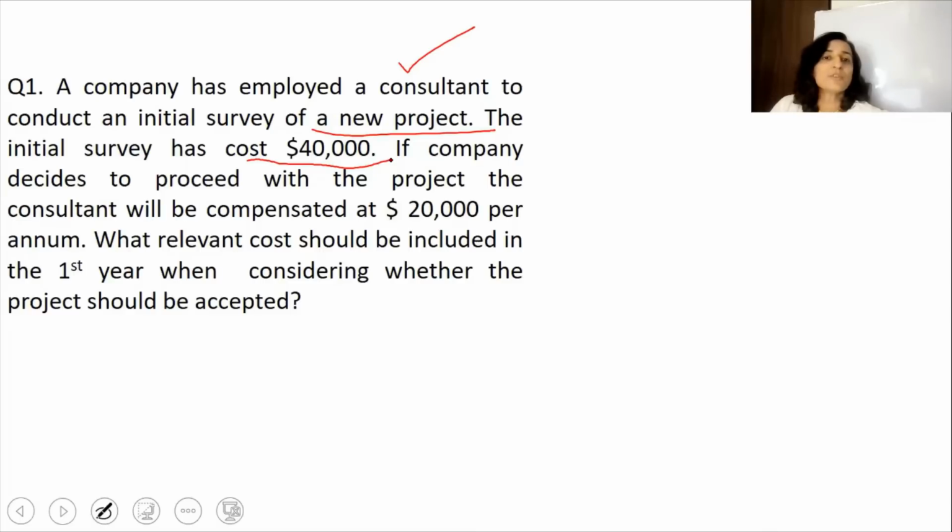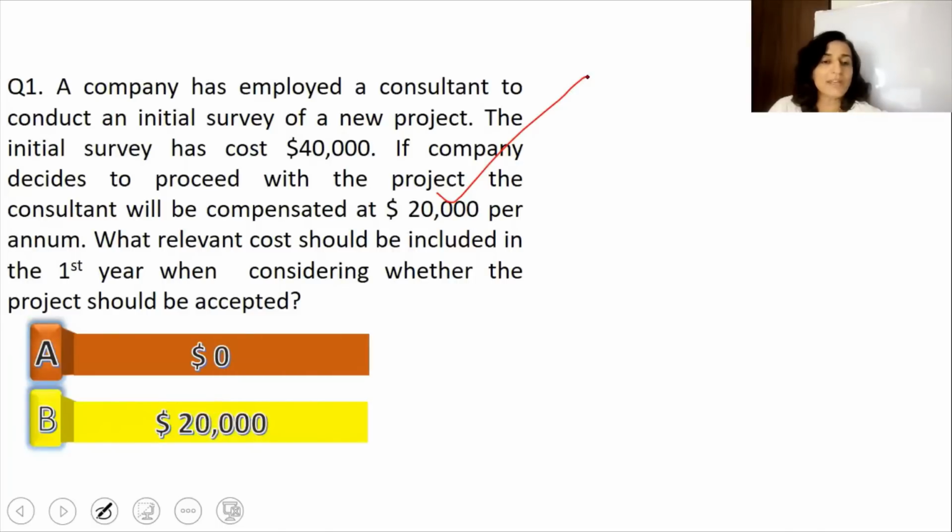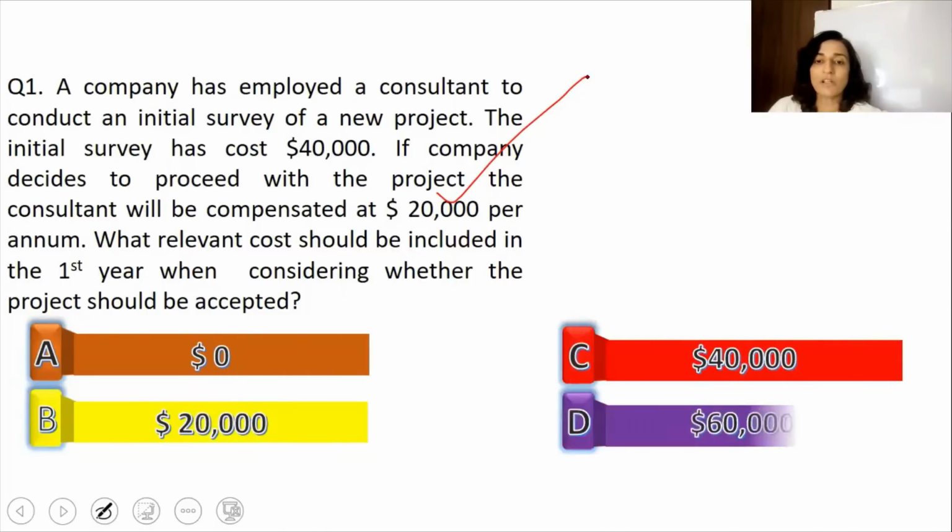If the company decides to proceed with the project, the consultant will be compensated at $20,000 per annum. Now, if you're planning to start the project, then again we need the consultant services, for which that person will have to be remunerated at the rate of $20,000 per annum. So that's a future cost. This one is a past cost or a sunk cost, and this $20,000, that's a future cost. What relevant cost should be included in the first year when considering whether the project should be accepted? Option A, $0. Option B, $20,000. Option C, $40,000. And option D, $60,000.